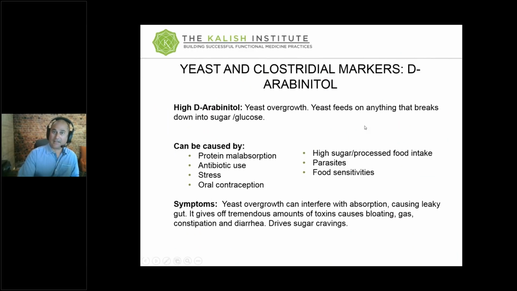D-arabinitol. Somewhat controversial. Almost all these markers are controversial. You get enough lab guys in a room, they'll argue about, I don't know, the paper clips. But I find D-arabinitol a very helpful marker, except you can have really bad yeast overgrowth and the D-arabinitol marker will be normal. So it's not definitive. It's just another piece of data that we add into the puzzle.